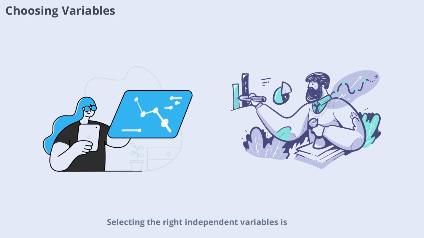Selecting the right independent variables is a critical step in multiple regression. Including too many variables can lead to overfitting, while too few may miss important relationships. Use theory, prior research, and exploratory data analysis to guide your choices. Statistical techniques like stepwise selection can also help identify the most relevant predictors for your model.